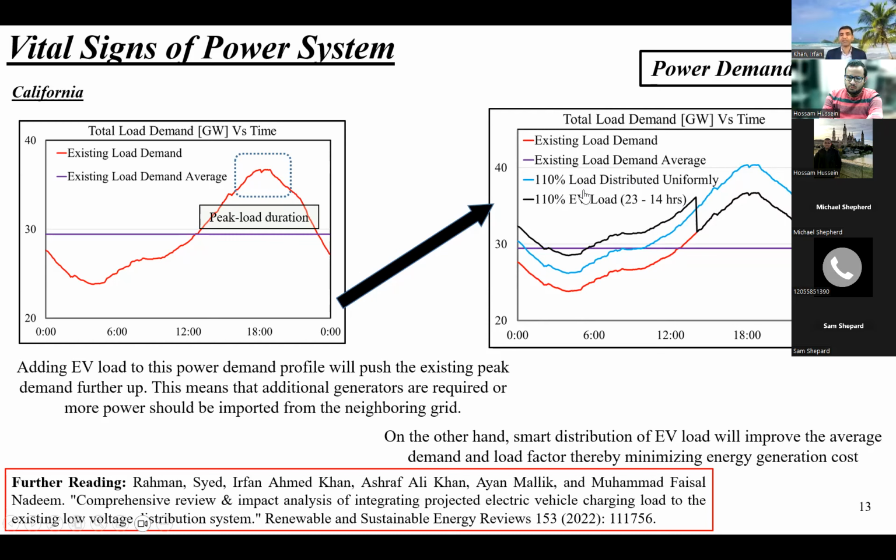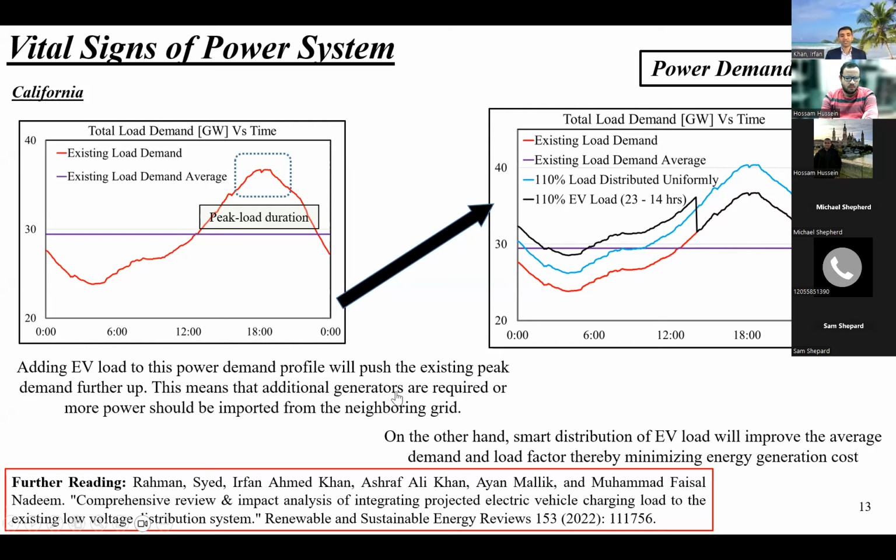So this is 110% uniformly distributed. If we add the 110% only at all timings other than the peak hours, 11 to 2 p.m., which is this one, if we avoid adding EVs during that time, we will have less impact on the grid. That's what we are trying to show: it has less impact because we are not adding EVs during that peak time.